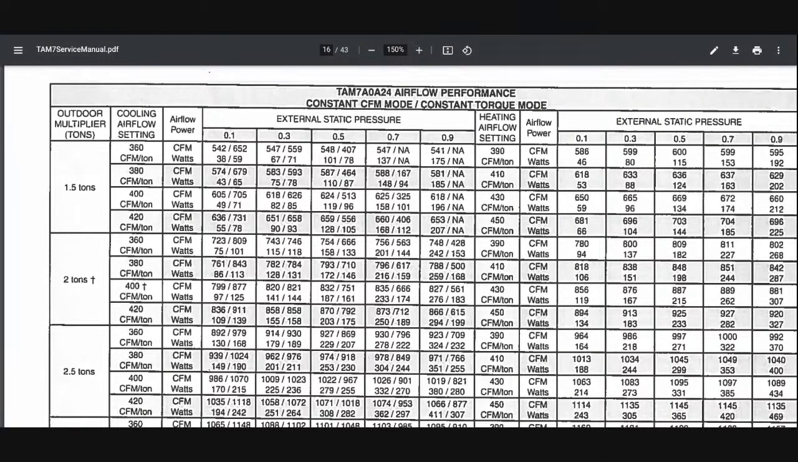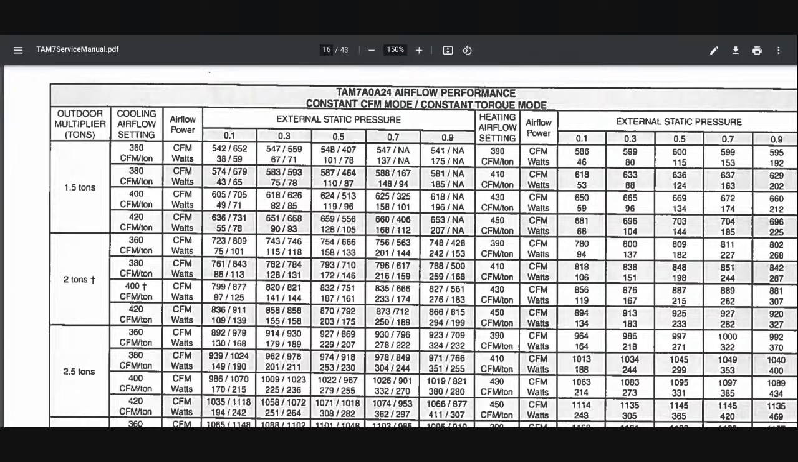So with external static, as I said, we're going to take a reading from the return before the evaporator, and we're going to take a reading from the supply side after the fan, or just outside of the unit. So if this was a split system, for example, you wouldn't stick it in where, say, the electric heaters were on a heat pump. You would just get into the supply duct, tap in there, take your reading. And you're taking the difference of that reading.